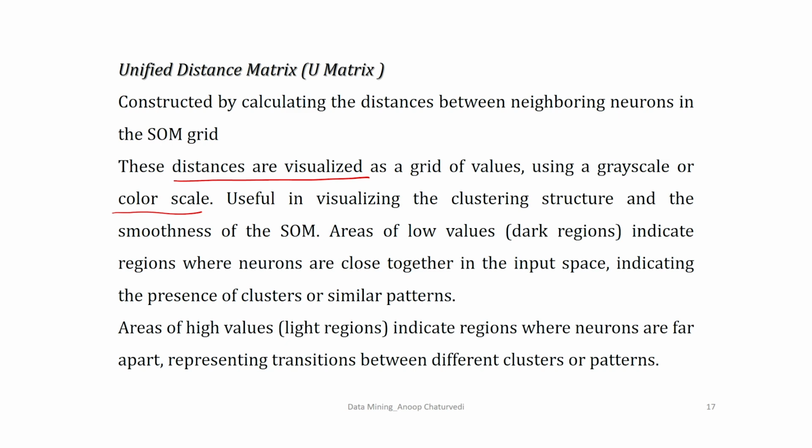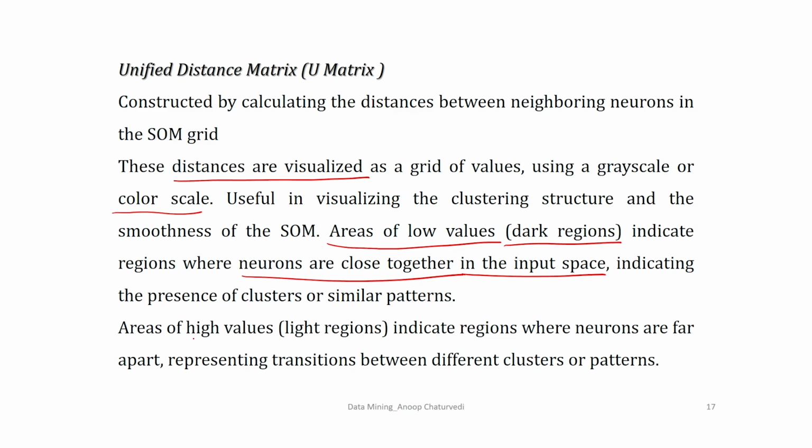Say areas of low values, and we may represent the areas of low values by dark regions. So these dark regions indicate regions where neurons are close together in the input space. And if neurons are close together, it means the presence of clusters or similar patterns.